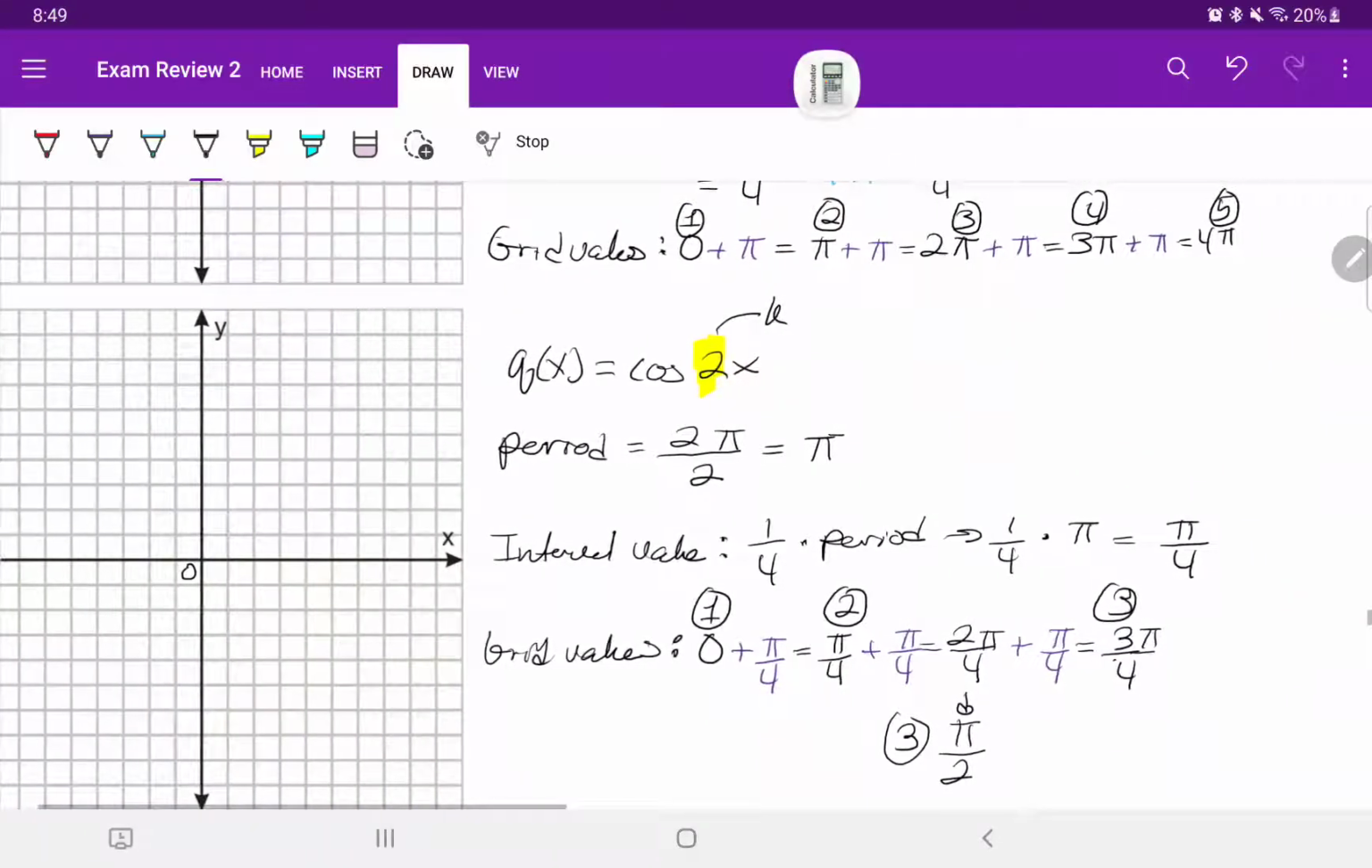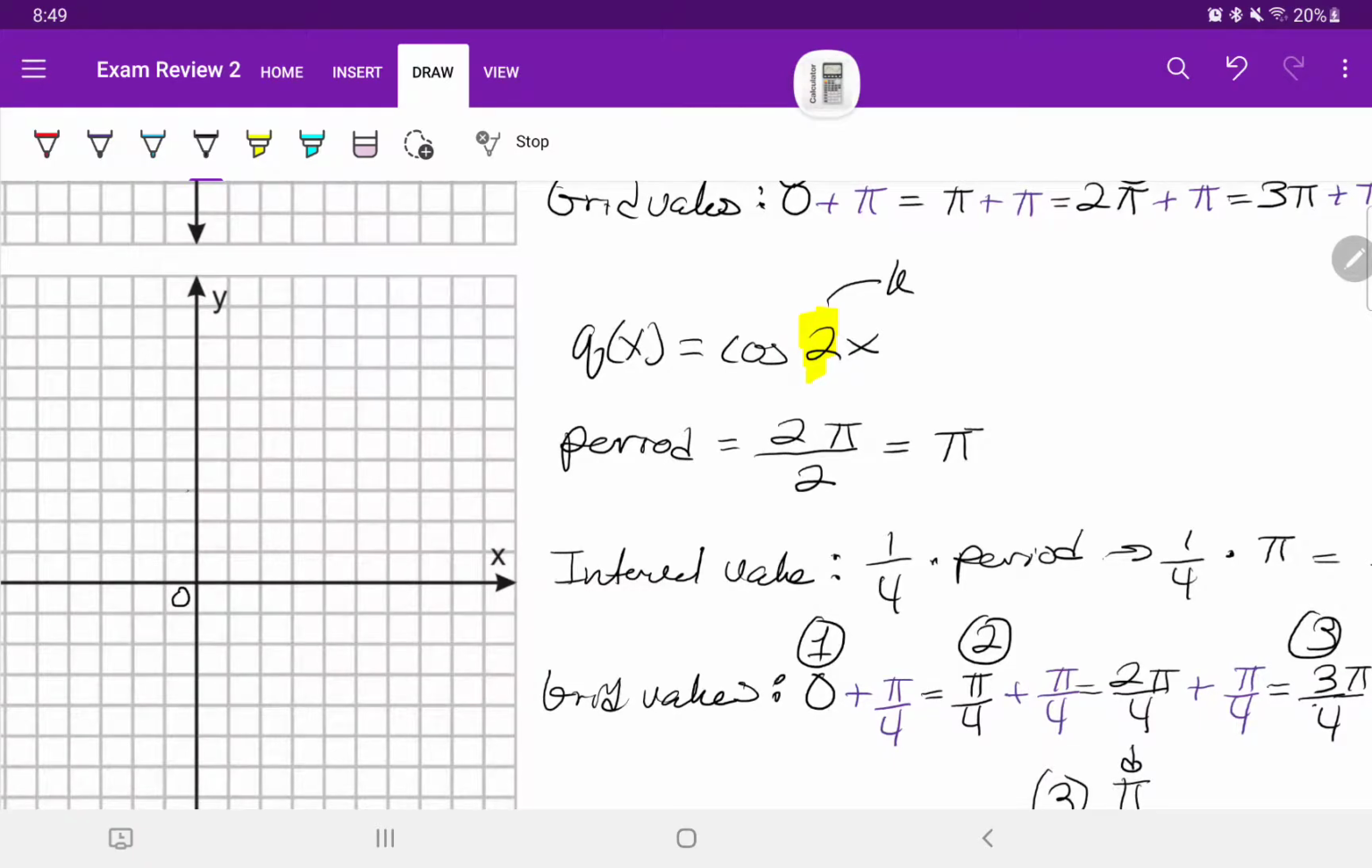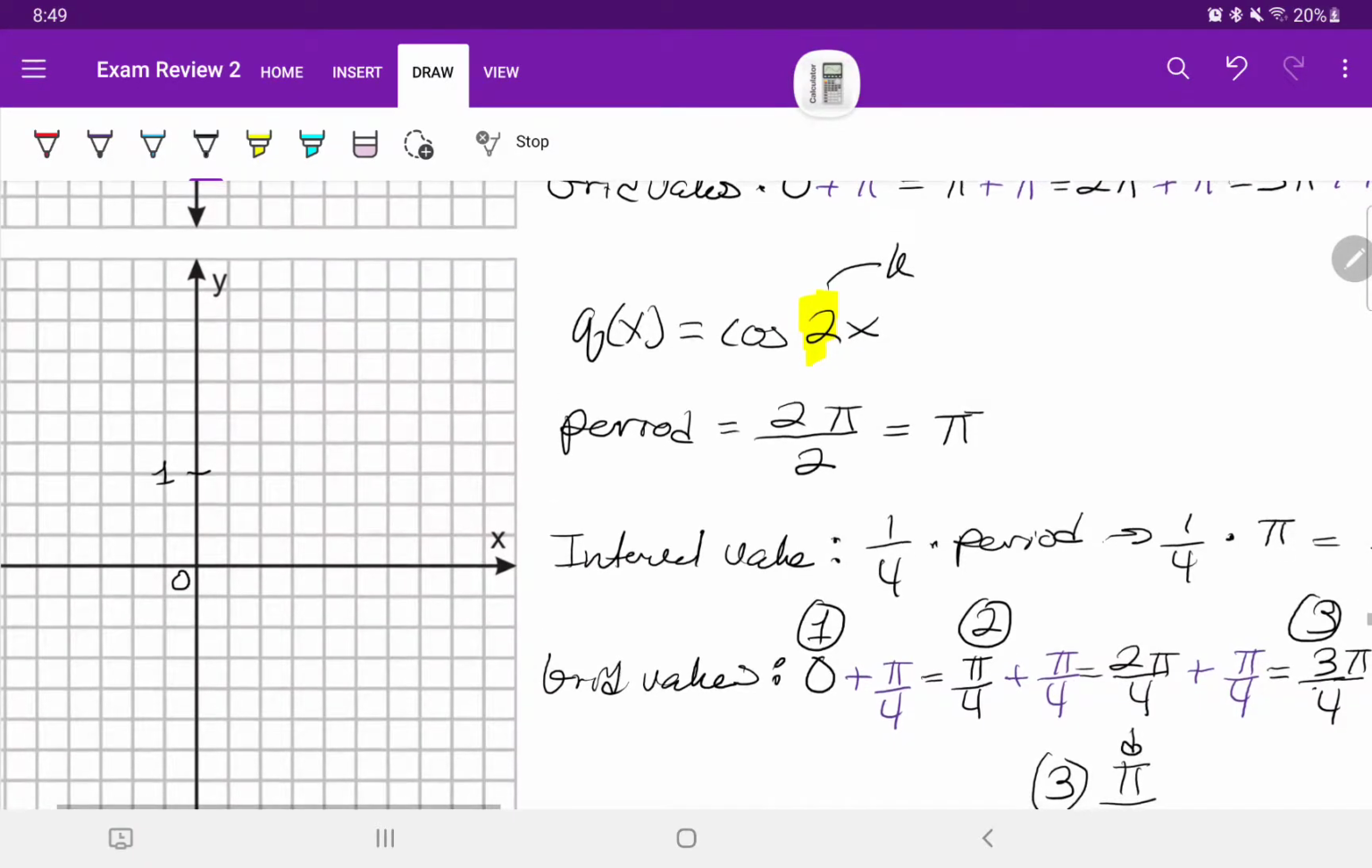And last but not least, add another pi over 4. And that's going to equal 4 pi over 4. And 4 pi over 4 reduces to pi. We have our 5 grid values. And remember, the number in front of your cosine function is 1, which means the amplitude is going to be 1. The highest value the function can obtain is 1. The lowest it can obtain is -1.